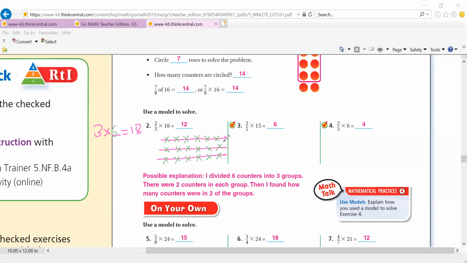Now see, they ask you how many groups? Did they ask you how many out of 3? How many groups did they ask you? They asked you only 2 groups. So we circle 2 groups. I will do 2 groups and then count them.